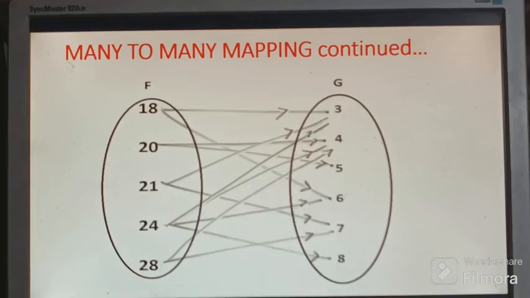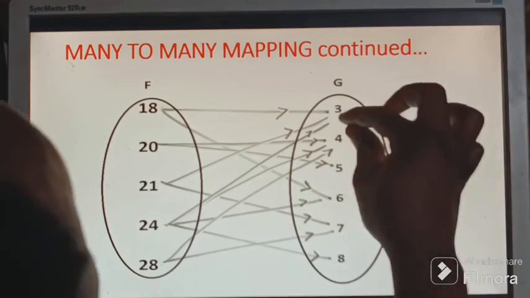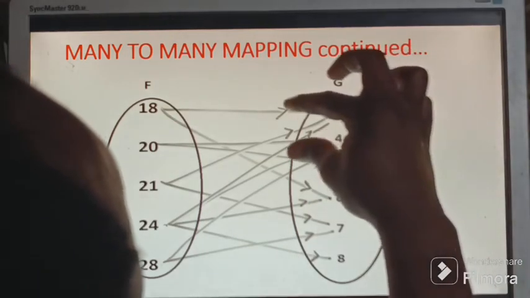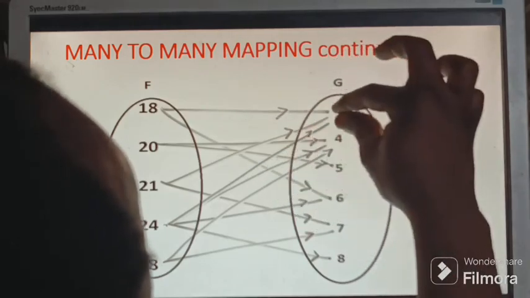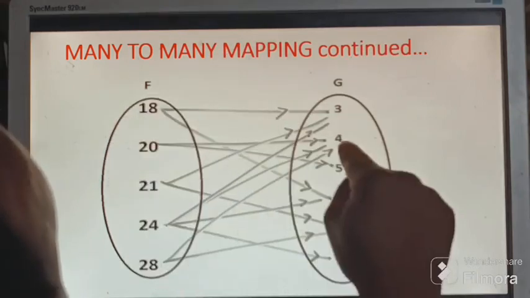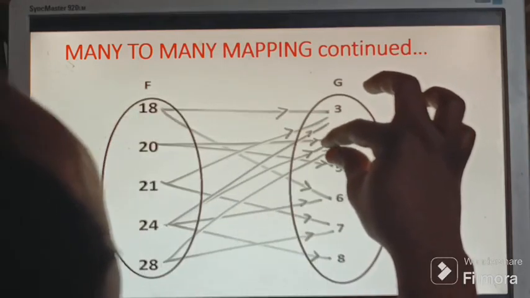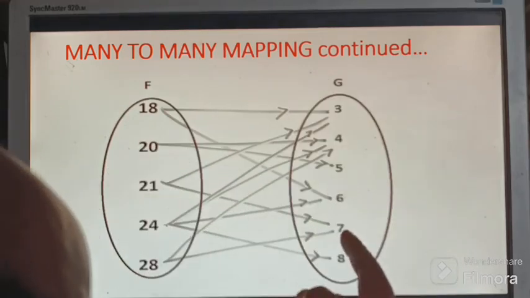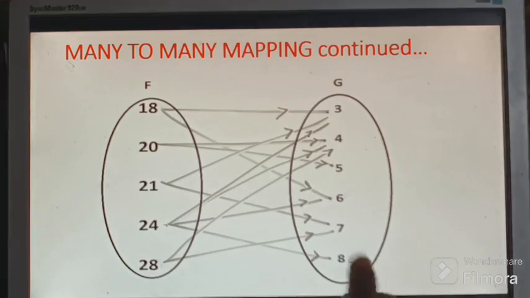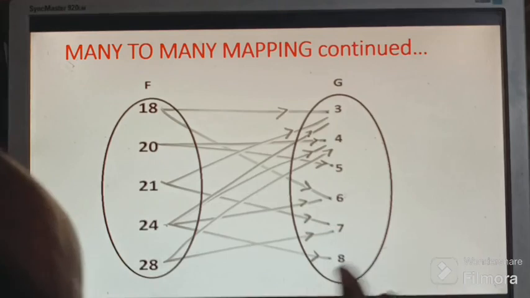Now, do you have many to one? Let's check from this point of view. Looking at 3, we have 3 arrows converging at 3, so one with many. At 4, we again have 3 arrows converging at 4, so one with many. The same goes for 6, the same goes for 7. So one with many, many to one.